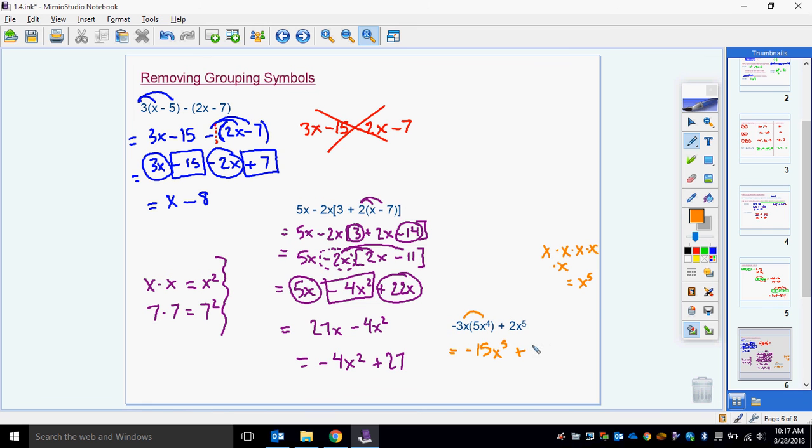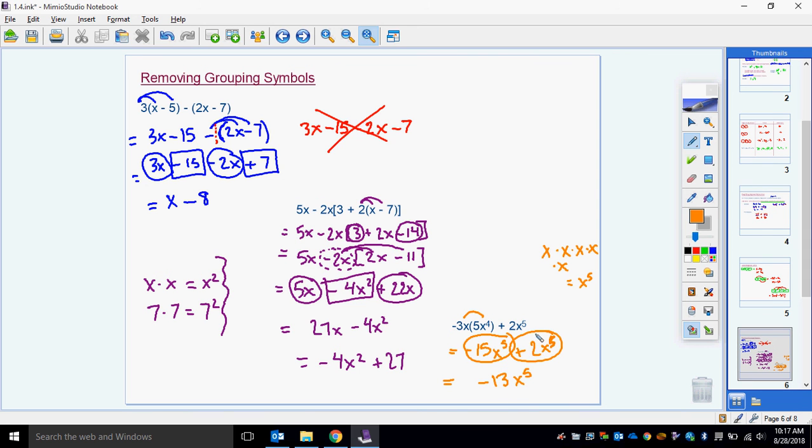And then I have a plus 2x to the fifth off to the side after I do the distribution. If I have like terms and combine them, I have x to the fifth, and I wrote squared, but it's x to the fifth. And I have an x to the fifth there. So negative 15 plus 2 would be negative 13x to the fifth.